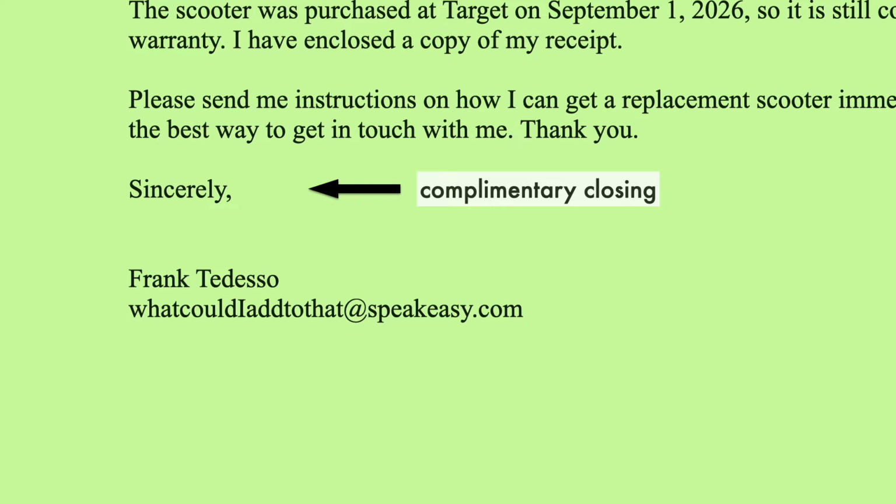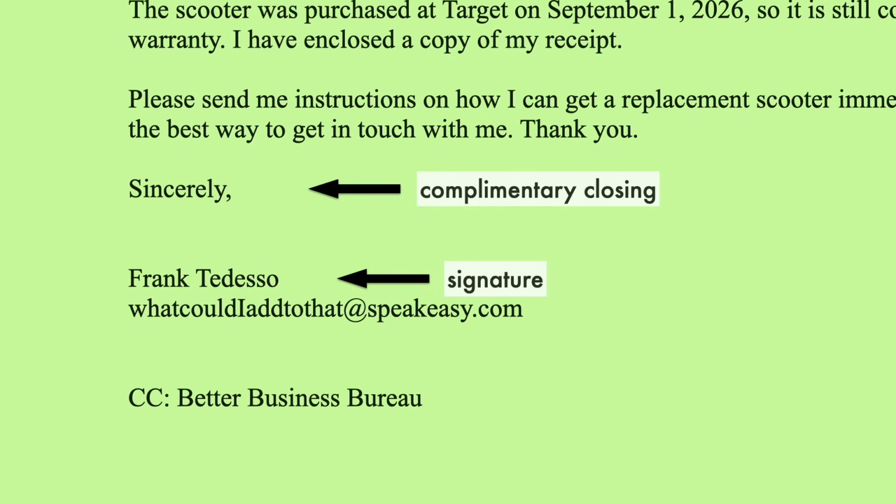Then skip 3 lines, type your name and your title if you have one that relates to the matter at hand. That's called the signature. You can put your email or phone number down here as well. Well, now you're done, unless you're sending a copy of your letter to a third party, like the Better Business Bureau. Then you'd skip a couple of lines and type CC Better Business Bureau. That'll get their attention. By the way, CC means carbon copy. Ask your grandma what that is.